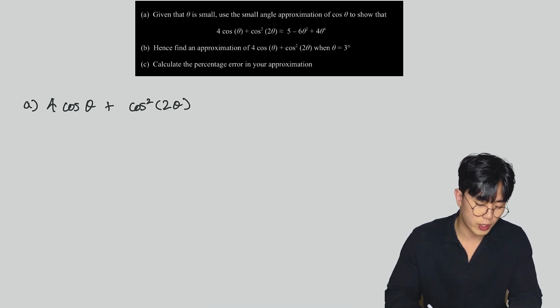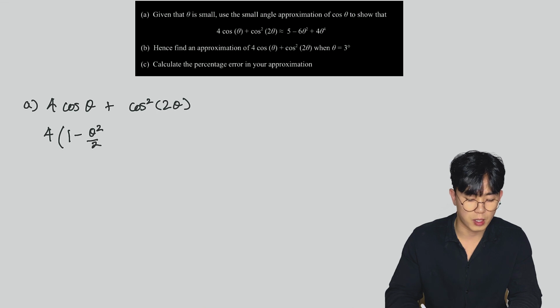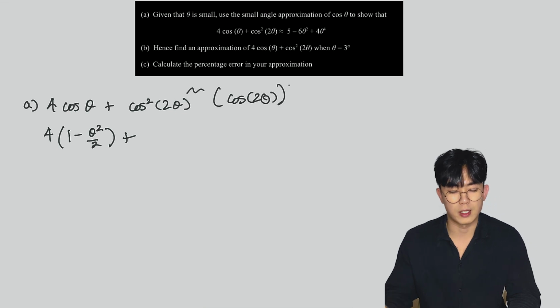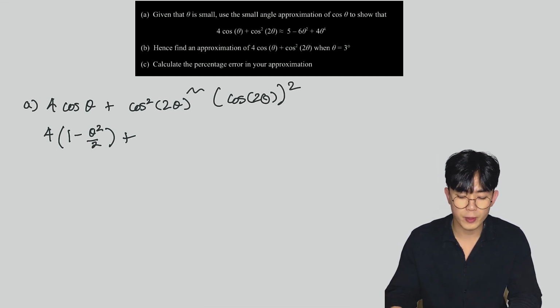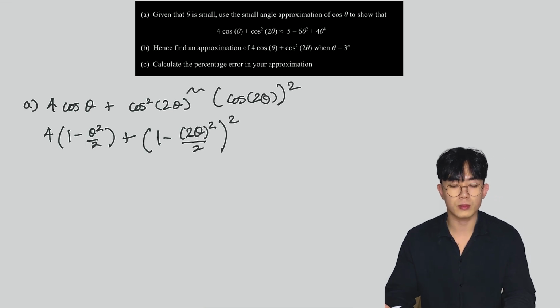Right, so the 4 cos theta is very simple. So I'm going to open my bracket, 4 times 1 minus theta squared over 2. Plus, now this cos squared 2 theta, I'm going to rewrite it as cos 2 theta all squared like this. It's just a different way of writing squared, right? Because now I can say it's 1 minus, in our case our x is 2 theta, so it's going to be 2 theta all squared over 2, and this is all squared as well.